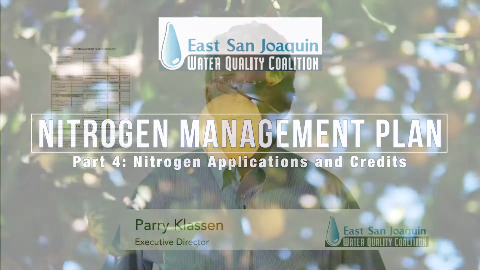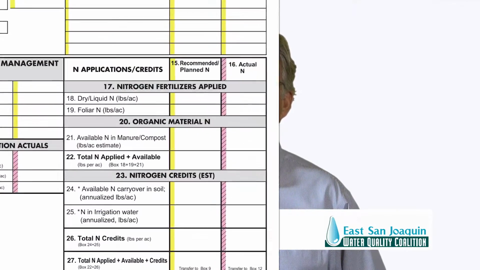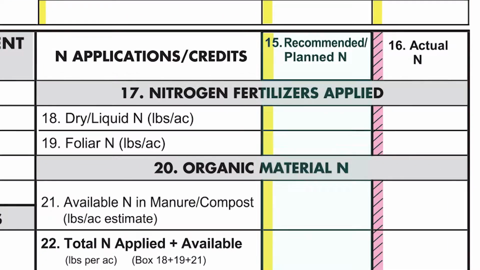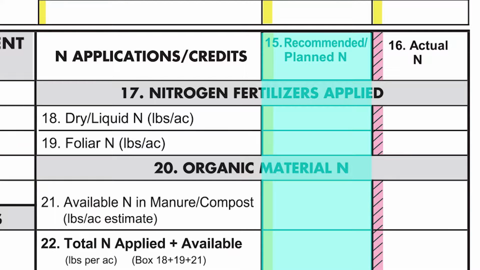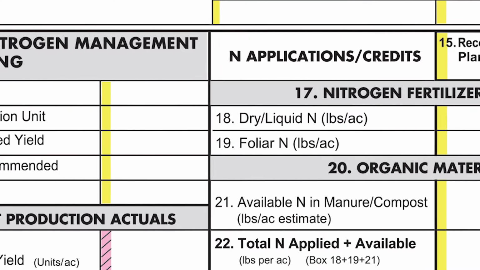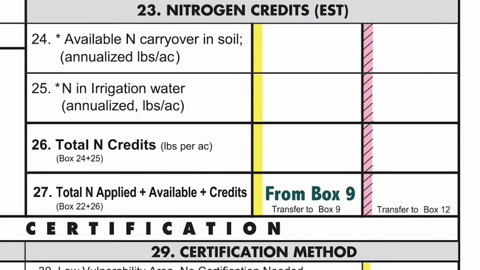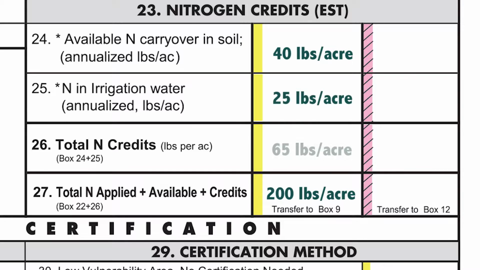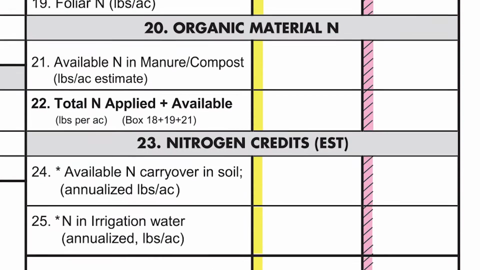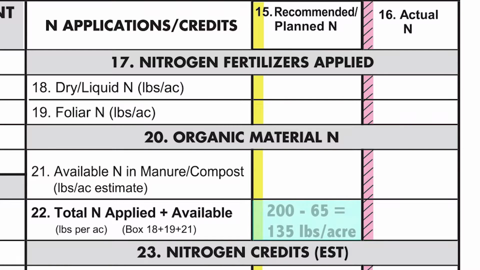In this section, there are two columns that you fill in. The first column, column 15, is where you plan how much nitrogen you will apply to achieve your desired yield. A certified crop advisor can help you determine the appropriate amount of nitrogen for your desired yield. Once you know that amount, you'll calculate the amount of nitrogen that is available to the crop via the soil and irrigation water.